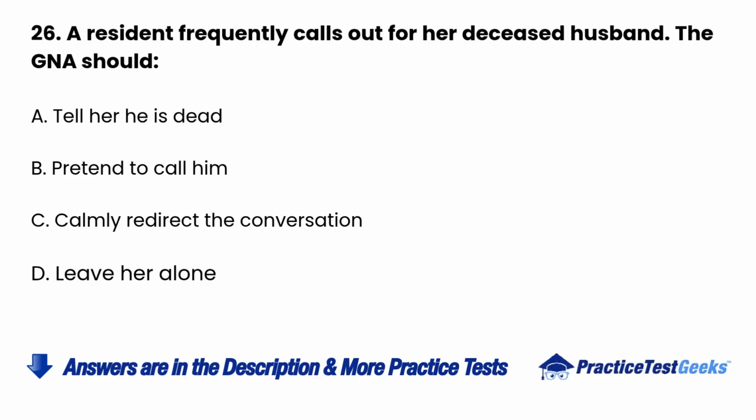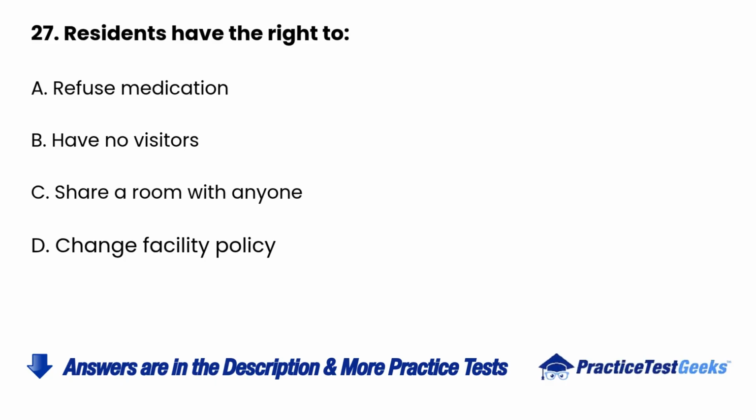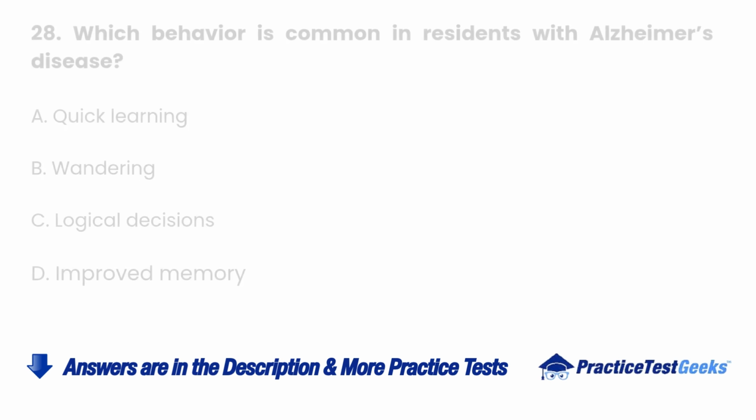26. A resident frequently calls out for her deceased husband. The GNA should A. Tell her he is dead. B. Pretend to call him. C. Calmly redirect the conversation. D. Leave her alone. 27. Residents have the right to A. Refuse medication. B. Have no visitors. C. Share a room with anyone. D. Change facility policy.